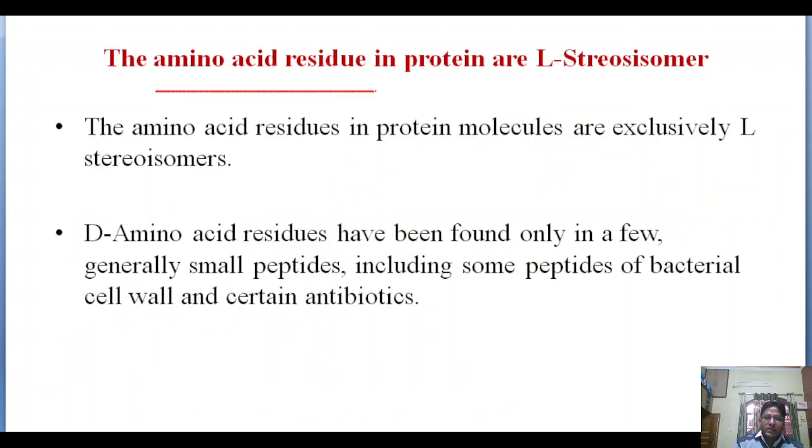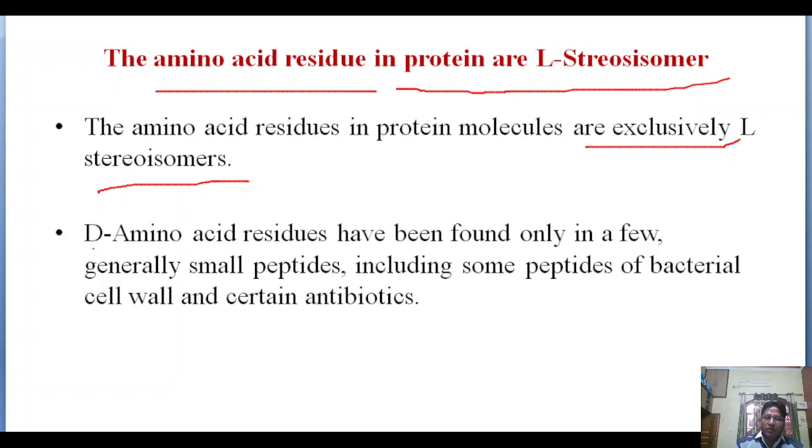So amino acids in the proteins are L stereoisomers. You will find that the amino acids in all proteins are always exclusively in the L form. If you look at proteins, they are always made up of the L form. The D type of amino acids are not found in the proteins.